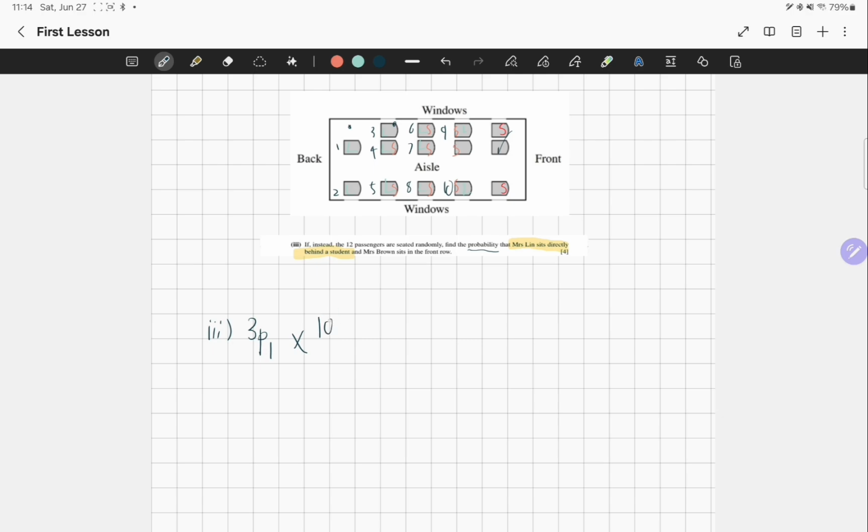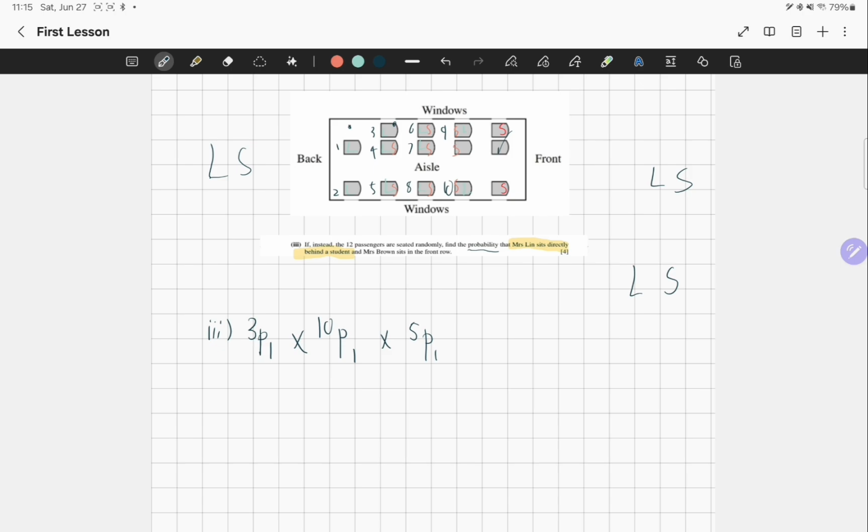So it's 10P1. And then there are 5 students, so that is 5P1. And if you're asking whether we also arrange the students, which is all equivalent to 1, 2, 3, 4, 5, 6, 7, 8, 9, 10, no, we don't, because we consider Mrs. Lin and the student together, because wherever the student sits, Mrs. Lin has to be at the back. The student sits here, Mrs. Lin is here. The student sits here, Mrs. Lin sits over here. So we consider them as one.